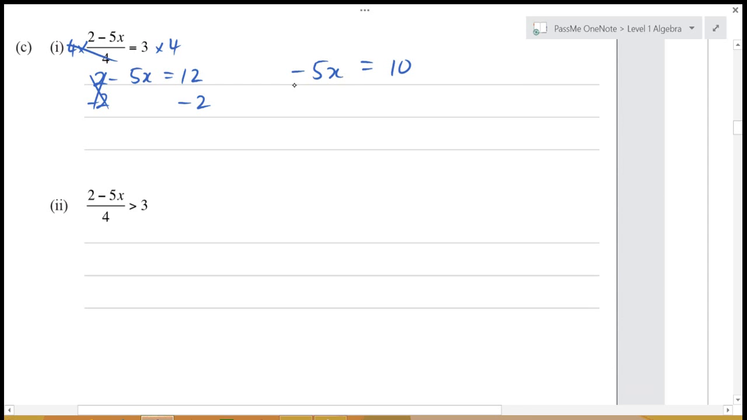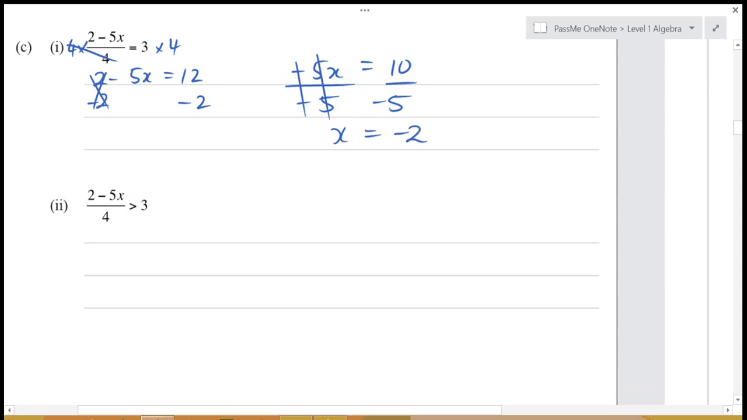So now I want to get x by itself, so I divide both sides by 5, but once again you have to be careful to divide by negative 5, so that my 5's and my negatives cancel out, and I'm left with x equals, and 10 divided by 5 is 2, so 10 divided by negative 5 is going to be negative 2. Alright, question 2 is basically the same as question 1, except we've got this inequality sign here instead of equals.